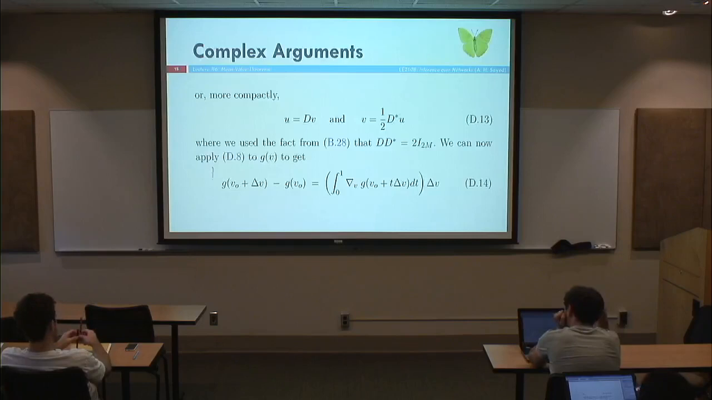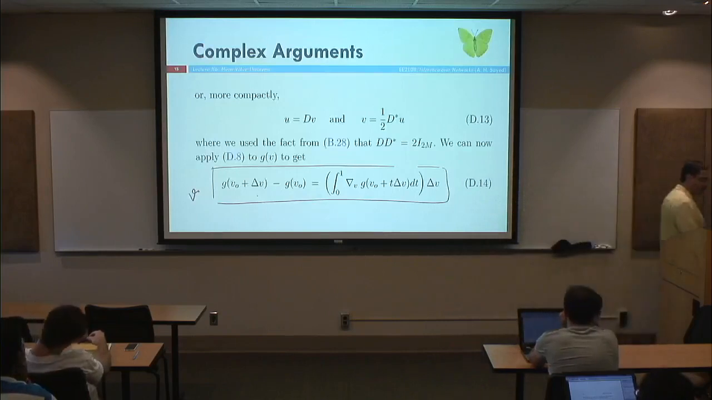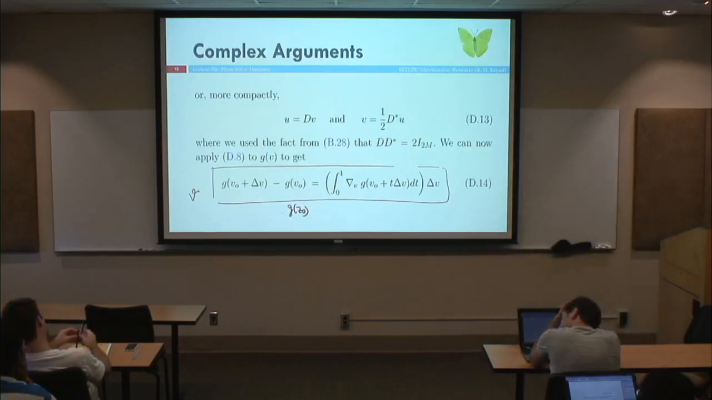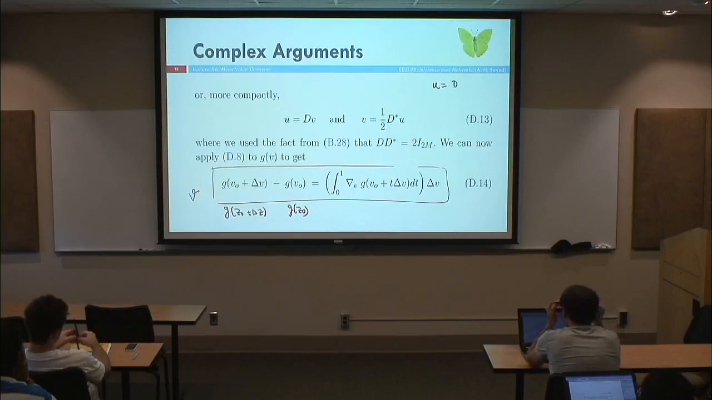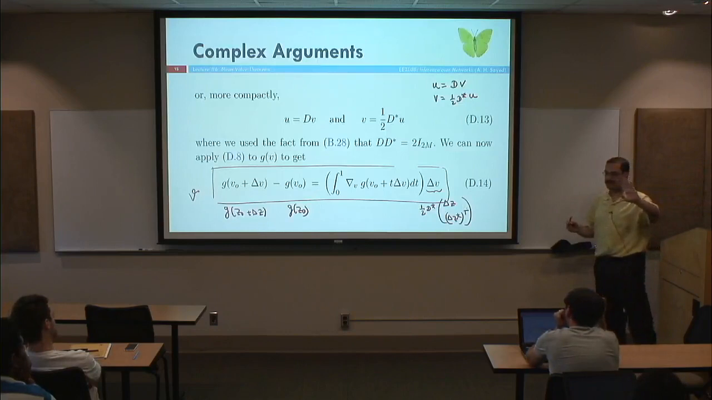Let's write down the mean value theorem using the v domain. Here it is. Now let's translate this into the z domain. g of v0 will be g of z0. This will be g of z0 plus delta z. Here, remember that u is dv, or v is 1/2 d star u. So this delta v is 1/2 d star delta u. Delta u is delta z, and then delta z star transpose. Just the same argument I used in the convex case. Are you following? I'm doing it slowly.